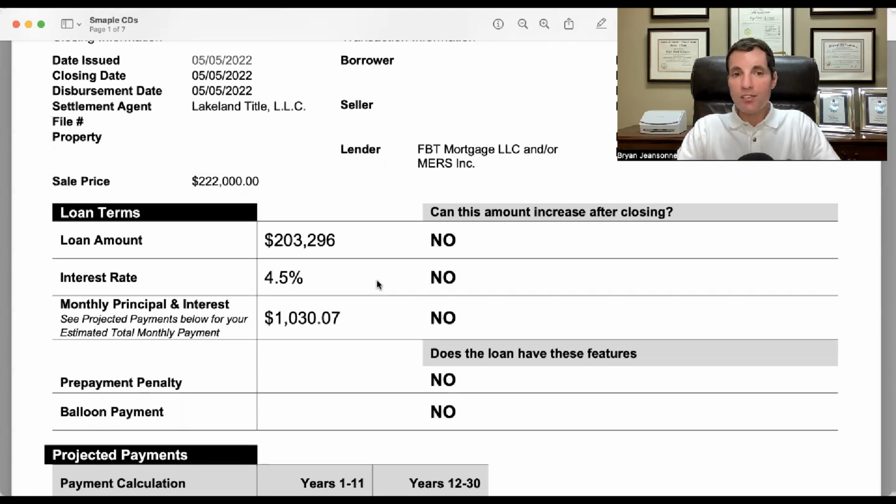And again, if you have questions about your closing disclosure, feel free to ask the title attorney or your realtor or your lender. There are no stupid questions. They're happy to answer those questions for you. It's what you're paying them for. So don't feel bad about asking them to explain stuff to you. They'll be happy to do it.